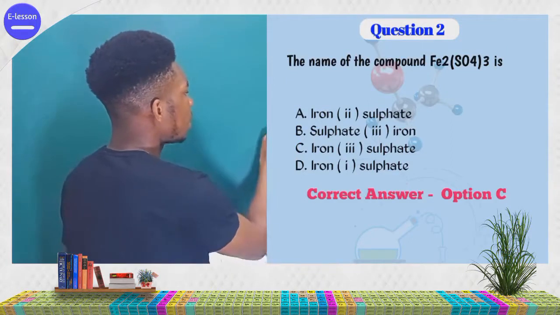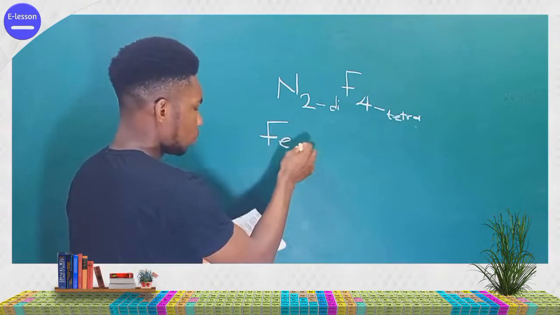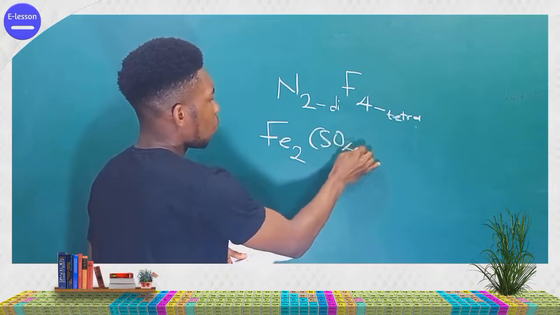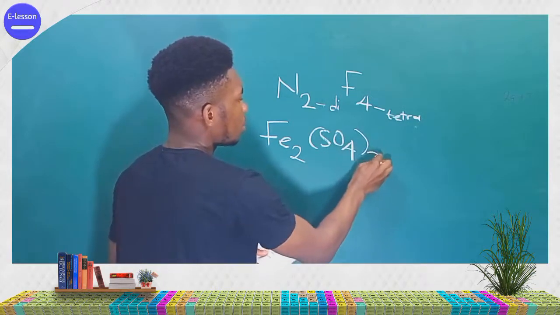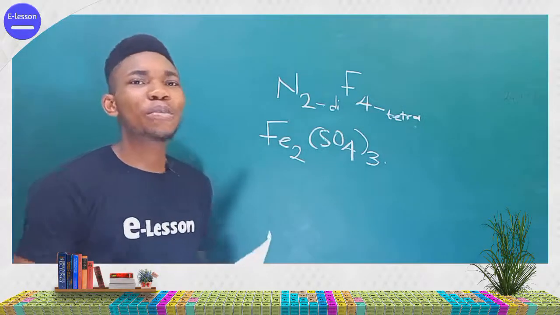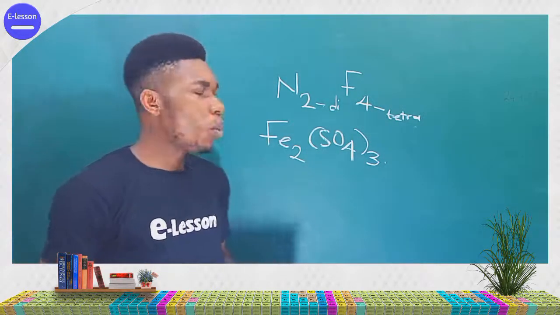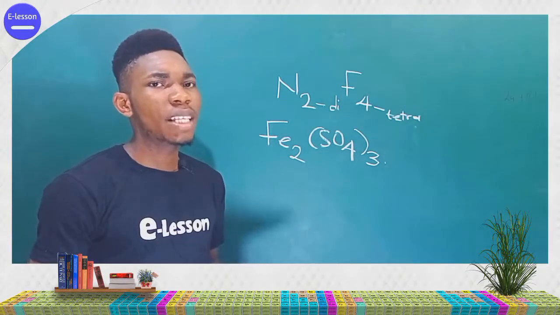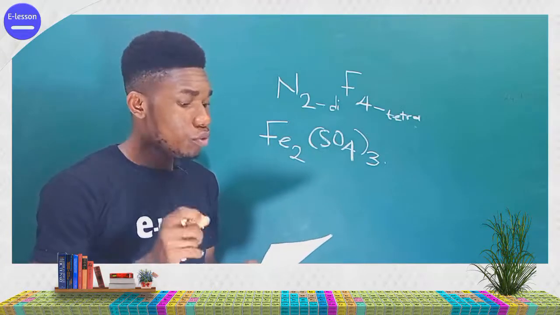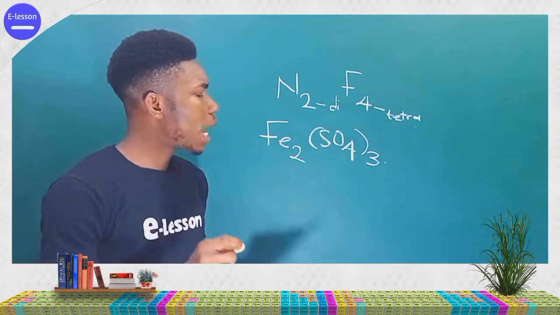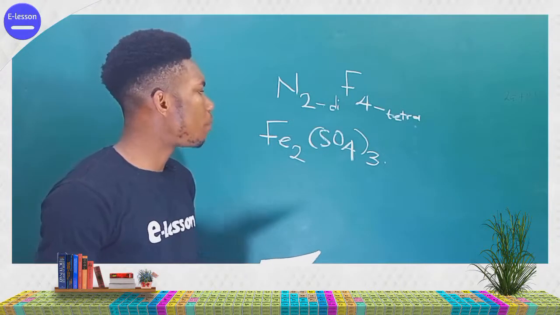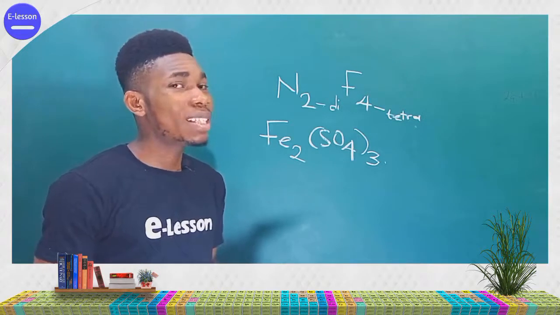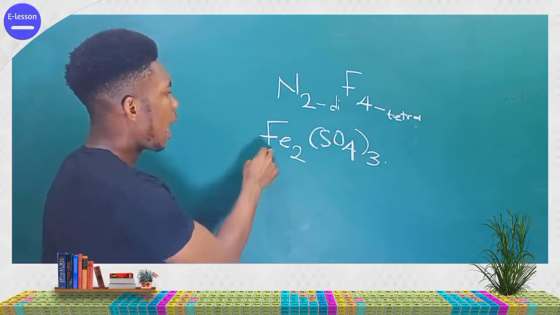We have the next question that asks for the name of the compound. The compound given to you is Fe2(SO4)3. I'm trying as much as possible not to pronounce it. Now, what is the name of this compound? If you are given any compound like this, the first thing you do is to call the name of the metal present there, the transition metal. What is the transition metal present there? It is iron. Are we getting it?